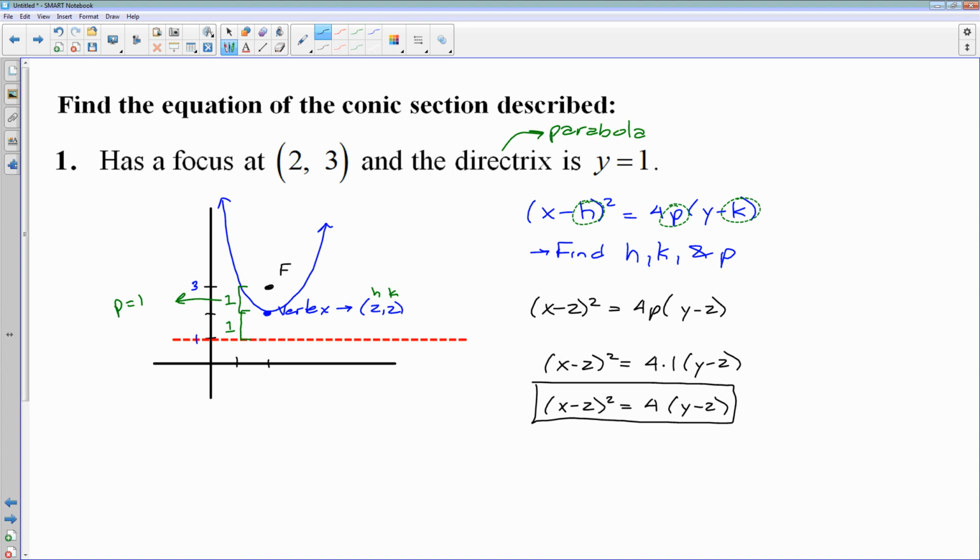I think you will find that working backwards and coming up with the equations is easier than if I gave you the equation and you had to work through and find everything else. I found h, k, and p and plugged it into my general formula.